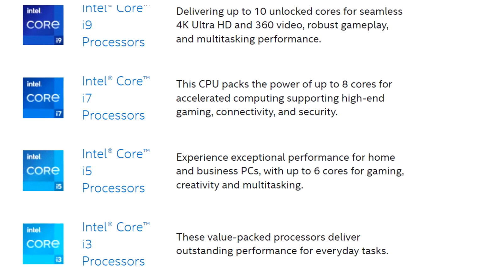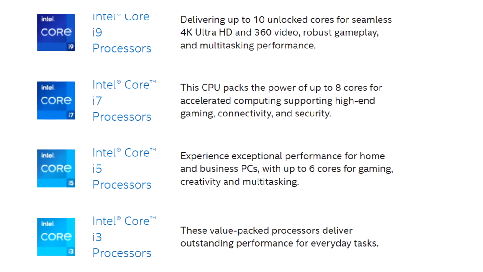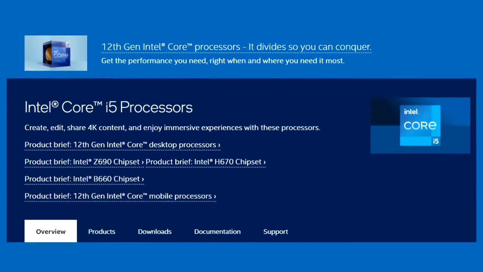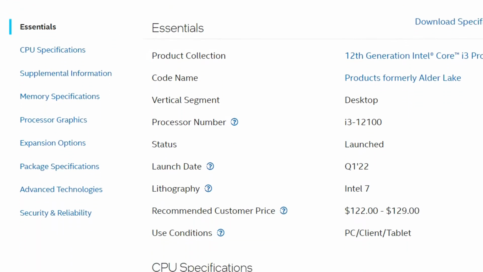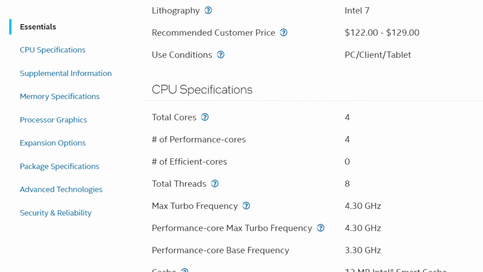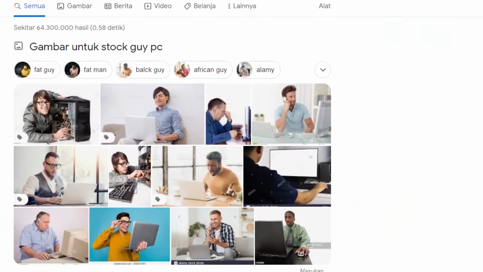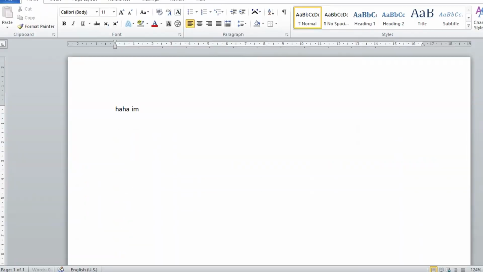Now, the Core series consists of 4 tiers: the i3, i5, i7, and lastly i9. And as you guessed, the higher the number, the better it is. Kinda. Okay, let's start with the lowest, i3. This class of processors is pretty basic, as it is used for light workloads such as web browsing, some light computing, and maybe gaming.